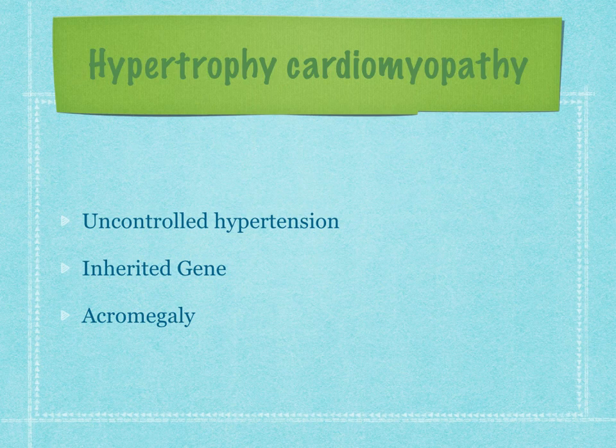Acromegaly is excessive growth of the heart muscle due to overproduction of growth hormones. So when there is overproduction of growth hormones, the heart muscle also has overgrowth.